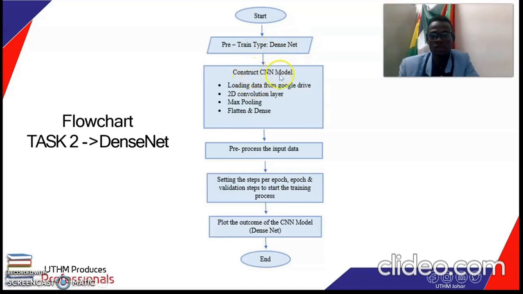So construct the CNN model and then load data from Google Drive using 2D convolution layer, max pooling, flatten and dense, and then pre-process the input data and then set the steps, epochs and validation steps, and start the training process in order to plot the outcome of the CNN model using DenseNet.